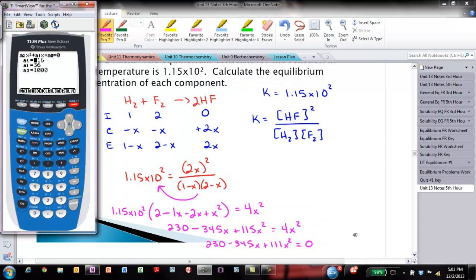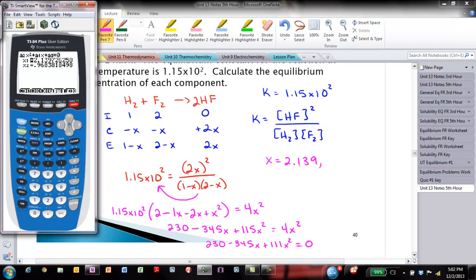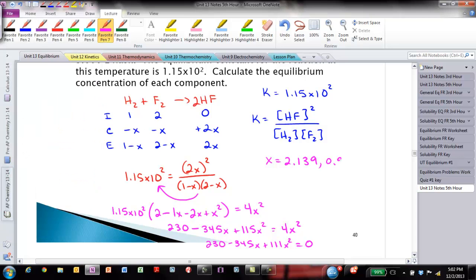So I'm going to go ahead and enter in my coefficients. 111, negative 345, and 230. So I get two answers. X is 2.139, and X is 0.968.